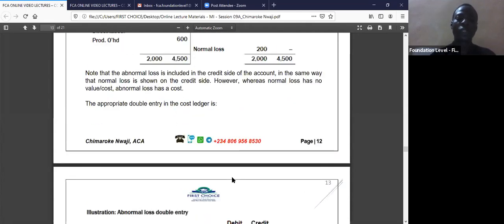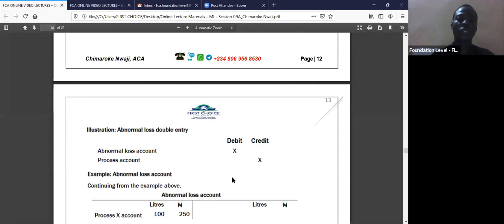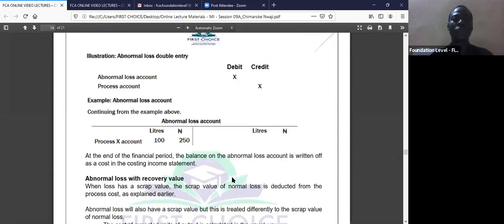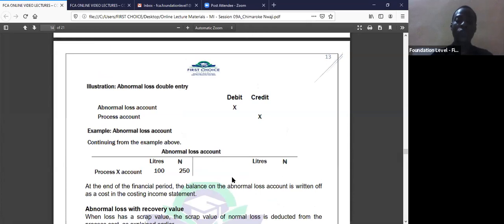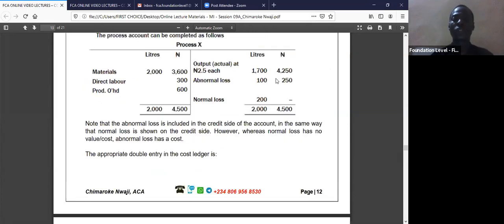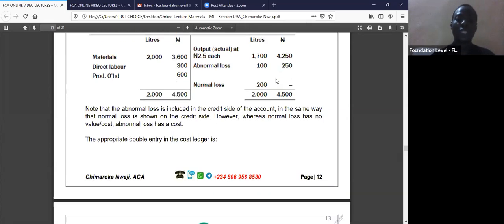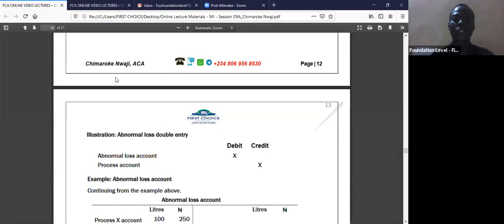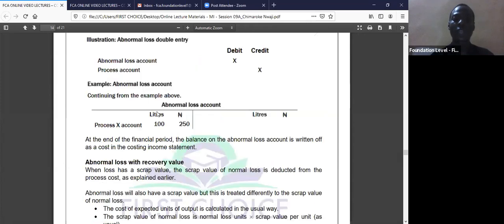Then we went ahead to see how the debit and credit will look like. We saw that we're going to debit the abnormal loss account, and the process account, you credit it. So if you see the process account we have been doing here, we credit the abnormal loss. But when you get to the abnormal loss account, you will debit it. So this is an abnormal loss account. It's coming from process X account, we debit it like this.